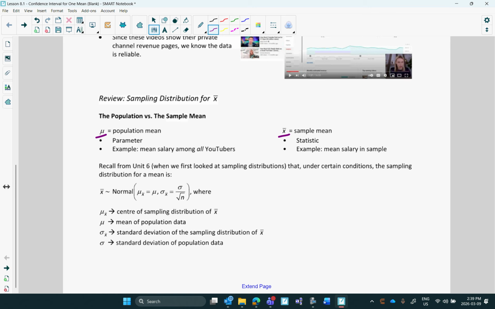So going back to our example, we are interested in knowing the average yearly salary of all YouTubers, but since we can't do that, we're going to take a sample and find that average salary and hopefully come up with something pretty accurate to the population.